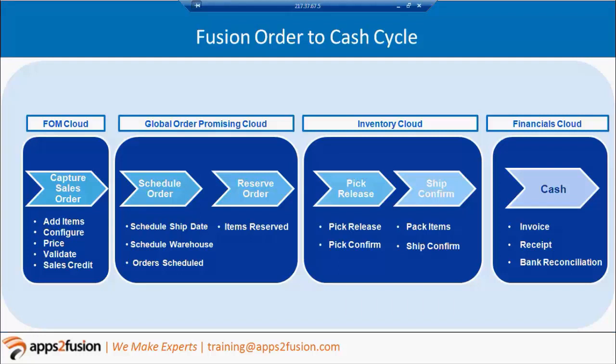The capturing of sales orders will happen in the FOM cloud, and the scheduling and reserving happens in the Global Order Promising cloud. Pick release and ship confirm happen in the Inventory cloud, and the cash part is handled in the Financials cloud. When we are talking about this as cloud, the very important thing is that all these are on different entities or different clouds, yet there are pre-built integrations provided by Oracle, which make it look as though everything is in one piece, though these clouds are different pieces. That's how it works.